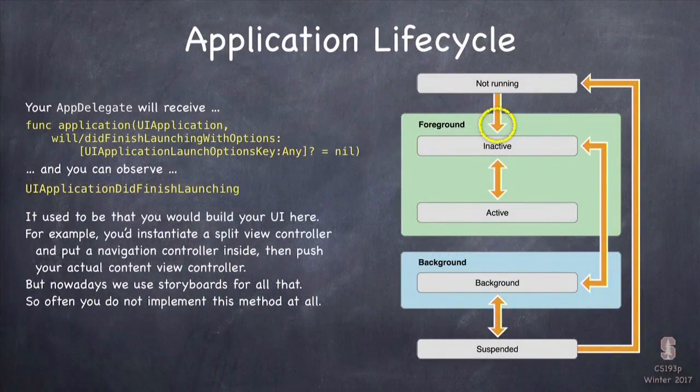So this little delegate method is sent with that arrow right there. You see the arrow that's down there? That's the arrow where you go from not running into being inactive. So you're running, you can do stuff, but you're not on screen. So in application did finish launching with options, you could be building your UI, but you can't put it on screen yet. I mean, it won't appear on screen because you're still inactive.